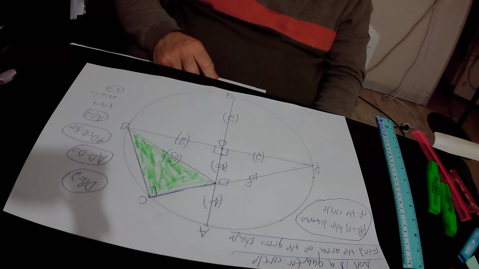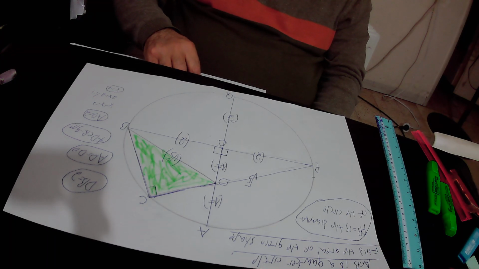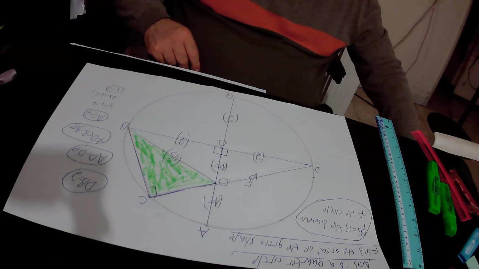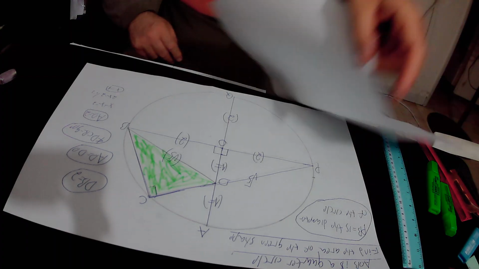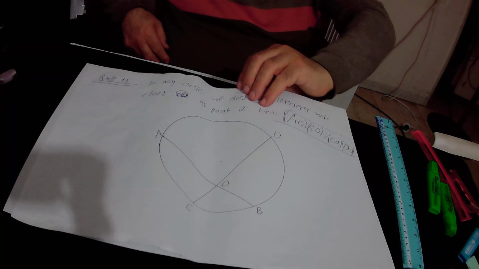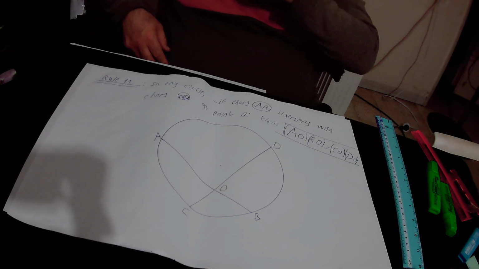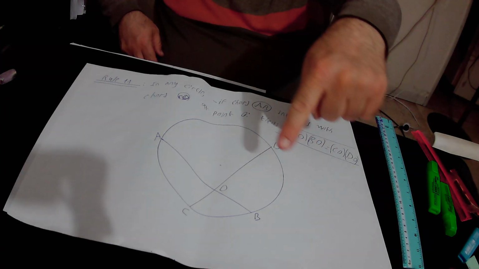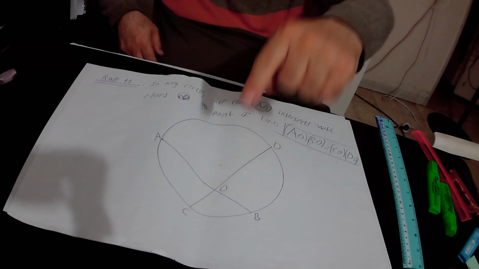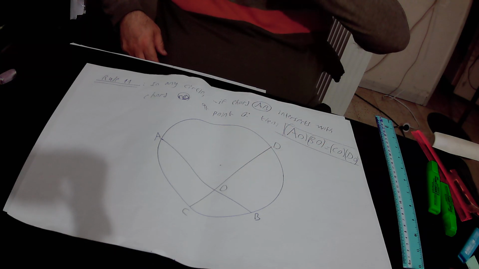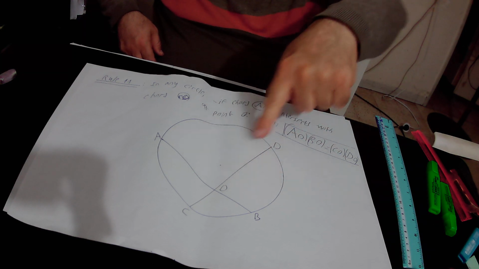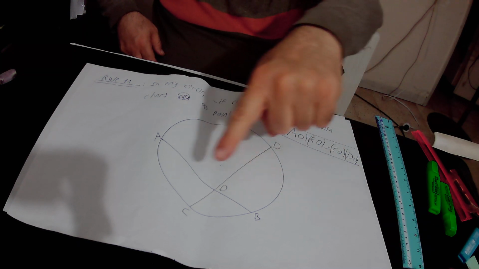Okay, so in the next step, we will apply rule 11 to this drawing. Repeat again rule 11. According to rule 11, in any circle, if chord AB intersects with chord CD at point O, then the following equation will be true: AO times OB equals CO times OD. Again, AO times OB equals CO times OD.